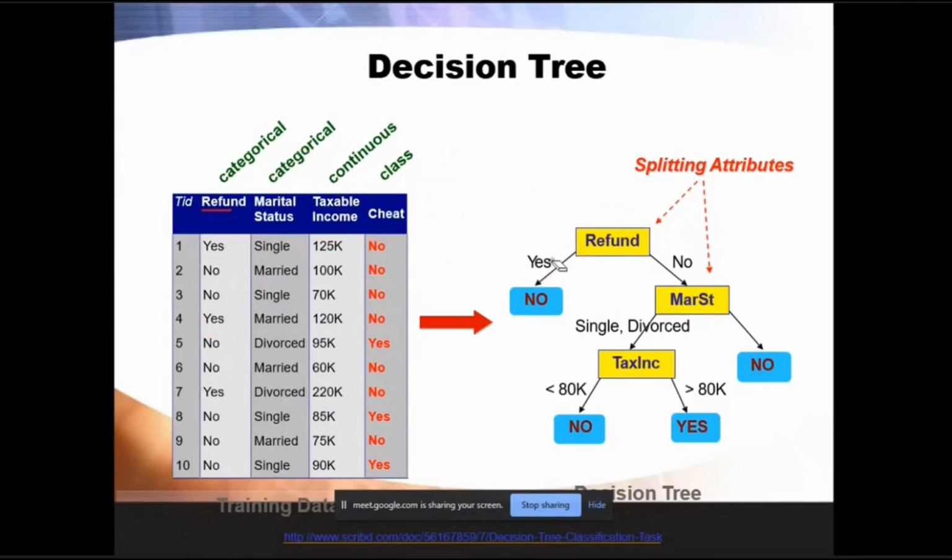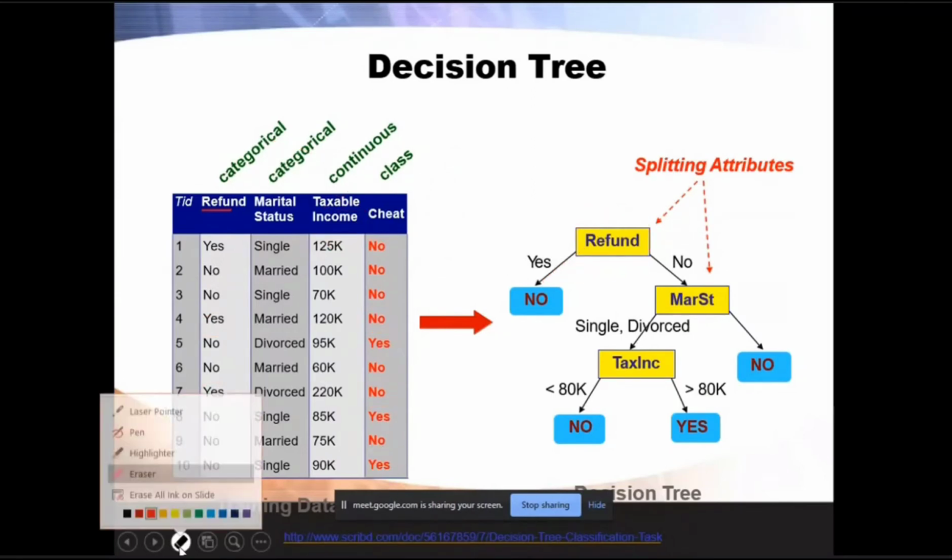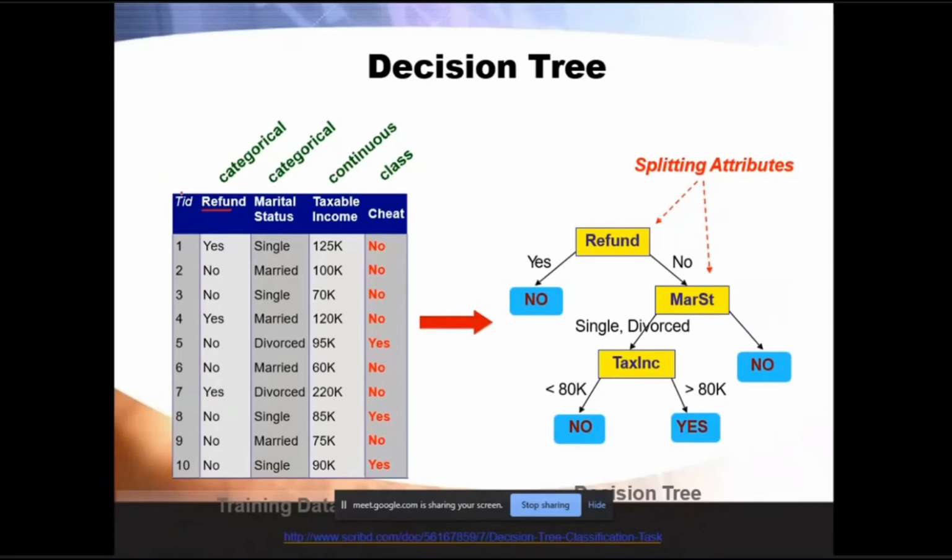So, decision tree classification. Here there are 4 columns. The first 3 columns I have considered as X. The 4th column I have considered as Y. So the first column is refund. If refund was yes, cheat was always no.